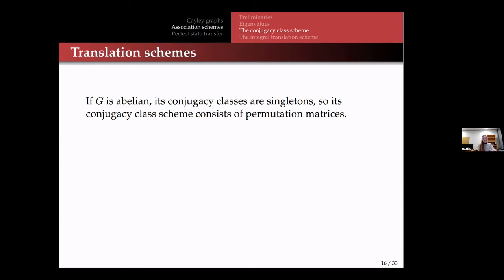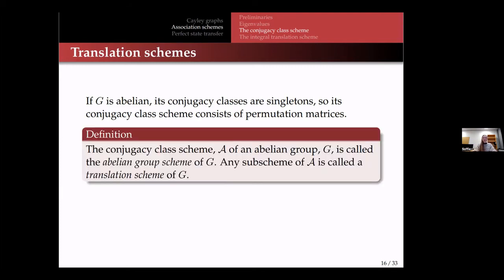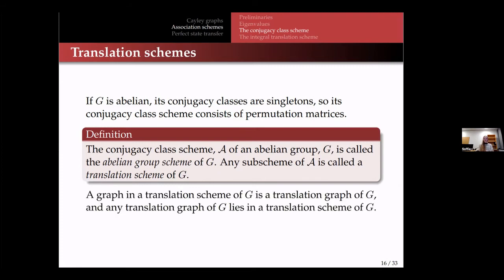But it is a very important one still. The conjugacy class scheme of an abelian group G is called the abelian group scheme of G. And even though that one is maybe not the most interesting, we can look at any subscheme of this scheme, and we're going to call that a translation scheme. A graph in a translation scheme is a translation graph of G, and any translation graph of G lies in a translation scheme of G.